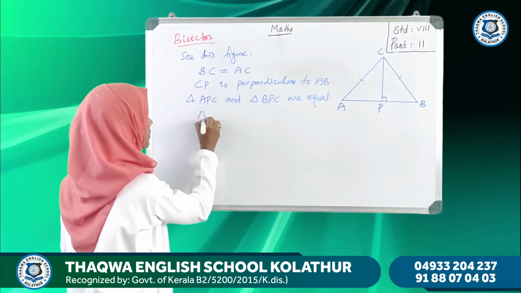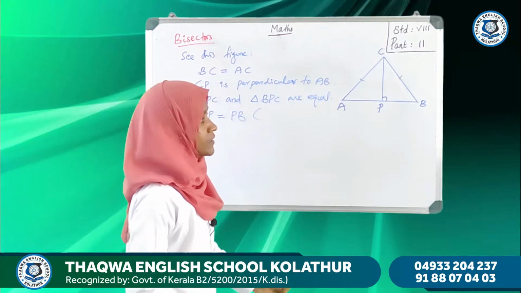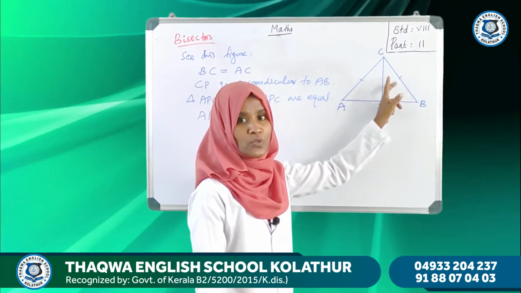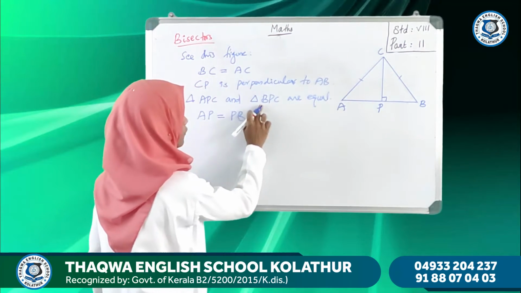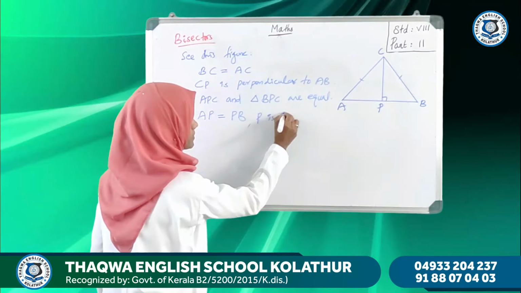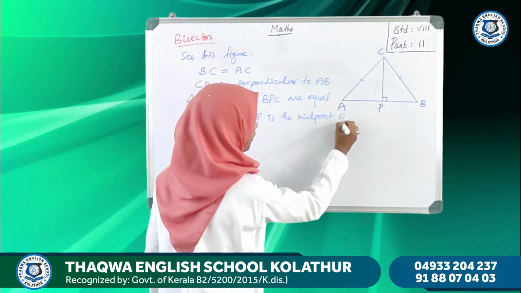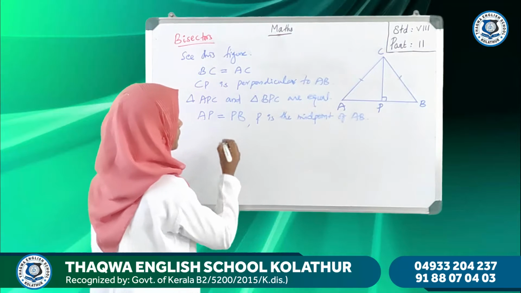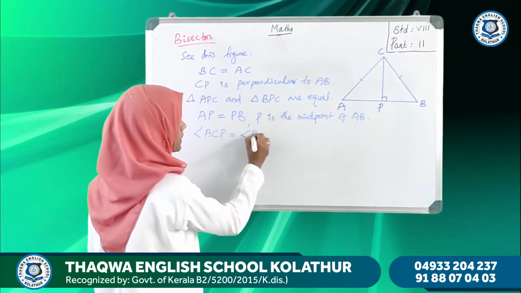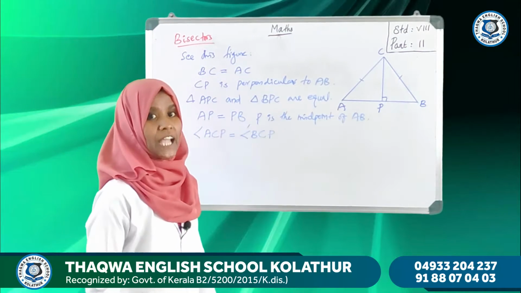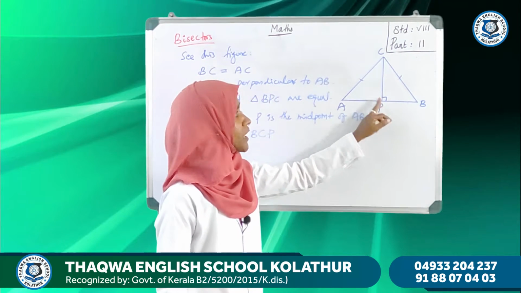Now we can write AP equals PB. What's the reason? Yes, the sides and angles of these two triangles are equal. Then AP equals PB. From this we can write P is the midpoint of AB, and also angle ACP equals angle BCP. We have discussed in the last classes.